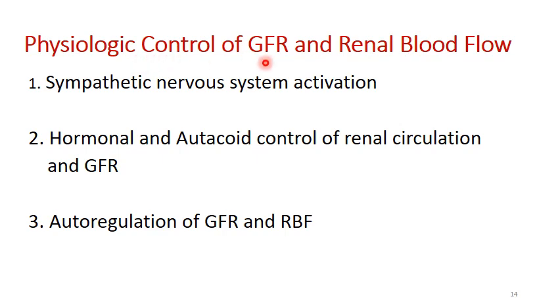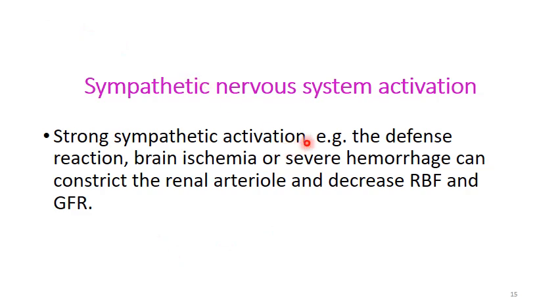Now, what is physiologic control of glomerular filtration rate and renal blood flow? It occurs by sympathetic nervous system activation, hormonal and autocoid control of renal circulation and GFR, and autoregulation of GFR and renal blood flow. Sympathetic nervous system activation: strong sympathetic activation occurs during the defense reaction, brain ischemia, or severe hemorrhage, which can constrict the renal arterioles and decrease renal blood flow and GFR.